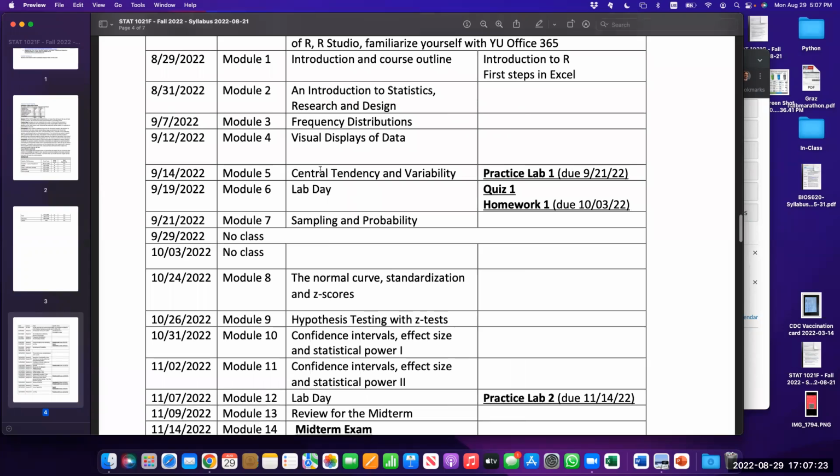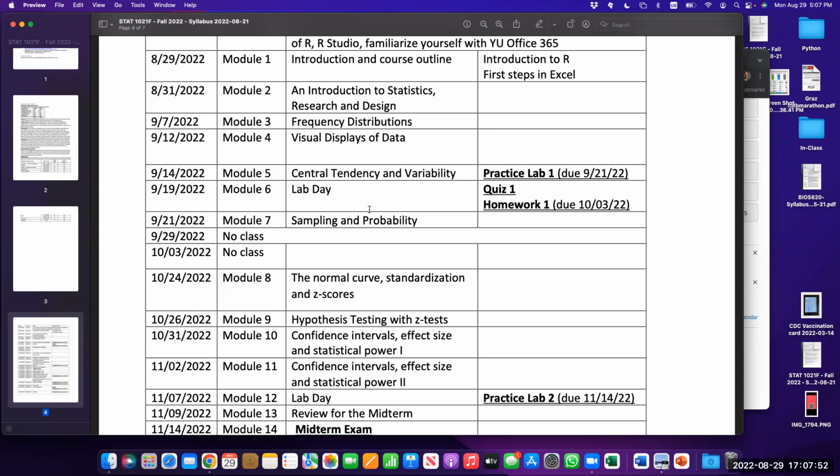Then we'll talk about central tendency and variability. Sounds fancy, is not as complicated. Central tendency is basically a mean or a median, which gives you kind of a feel for that population. What's the mean blood pressure? What's the average blood pressure? That's central tendency. And then the variability describes how much do people deviate from that mean. So that's variability.